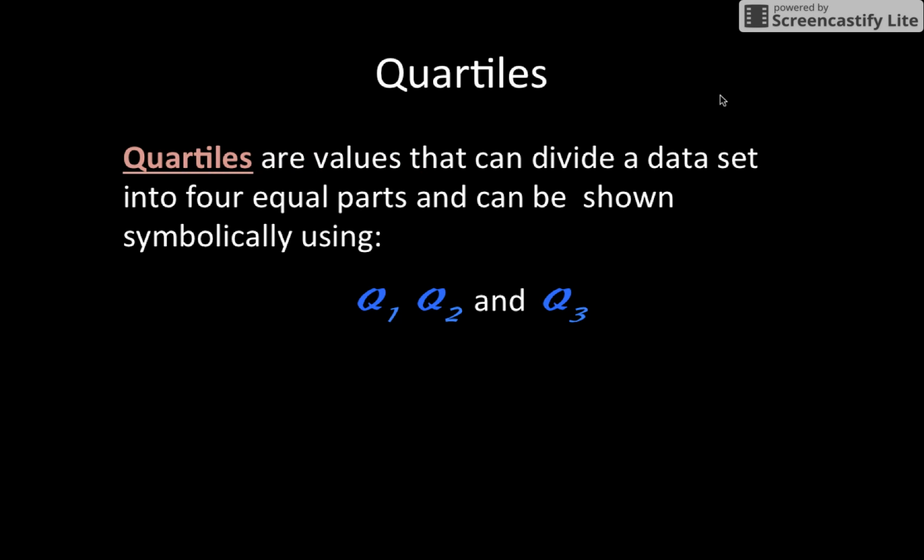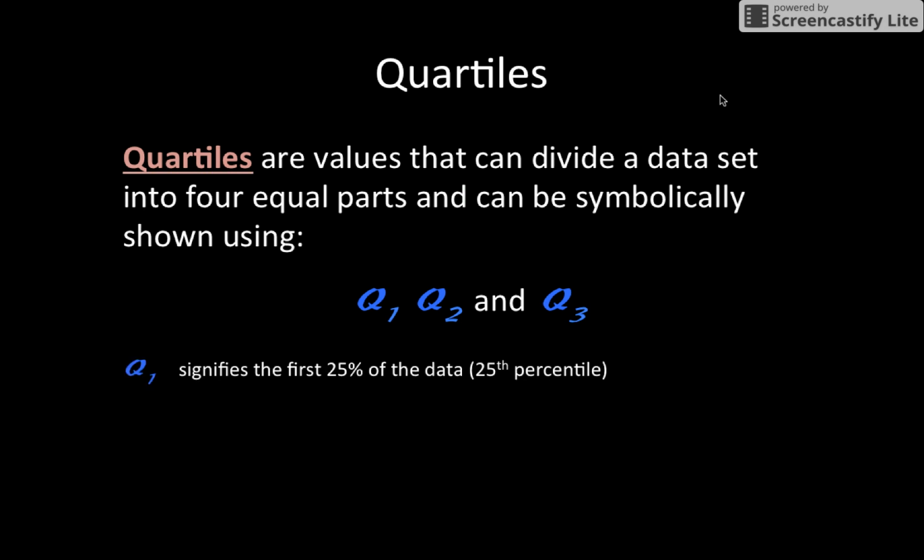Quartiles are values that can divide a data set into 4 equal parts and can be shown symbolically by using Q sub 1, Q sub 2, and Q sub 3. Q sub 1 is the first 25% of the data. It's also known as the 25th percentile.